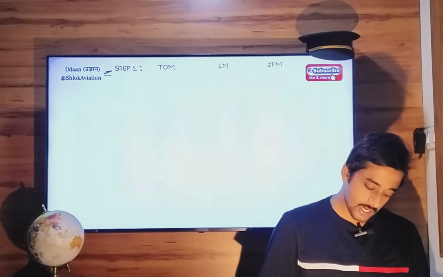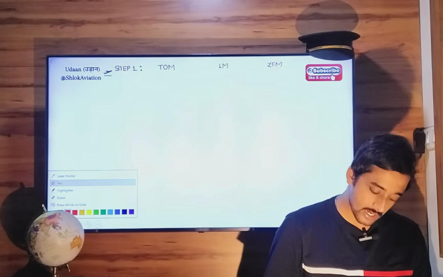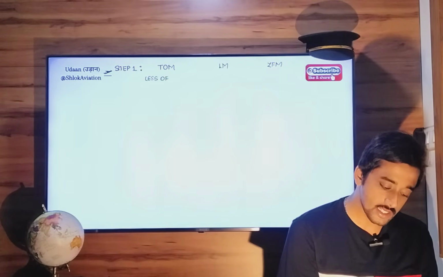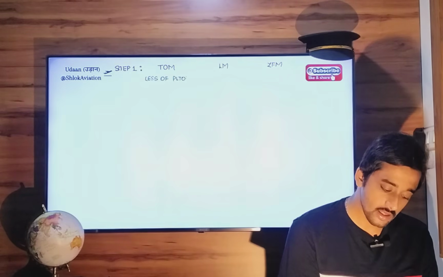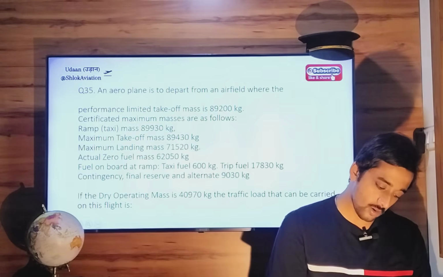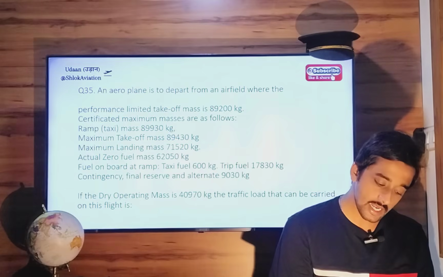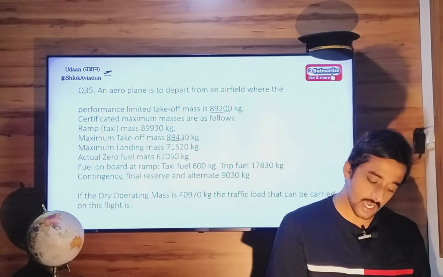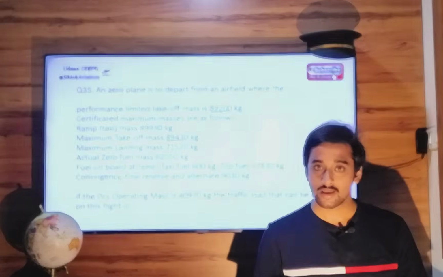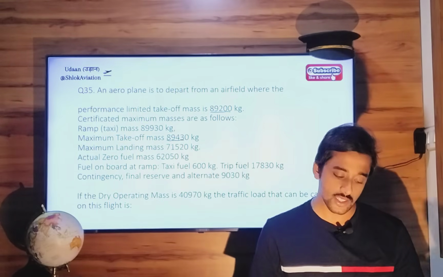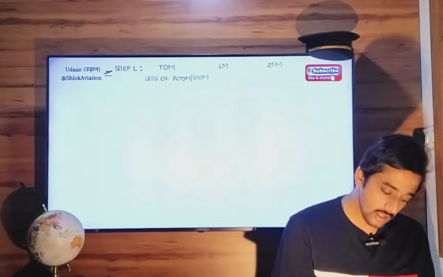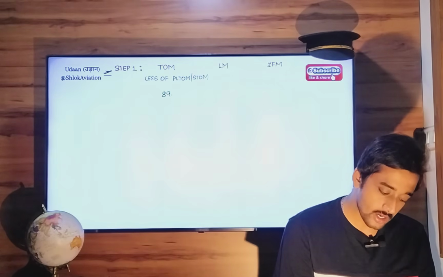Now in the takeoff mass column, you are going to write a quantity which is the lesser of performance limited takeoff mass and structural takeoff mass. So over here, performance takeoff mass is 89,200. Structural takeoff mass is 89,430. So between them, performance takeoff mass is less, 89,200. So we will go ahead with that, 89.2.